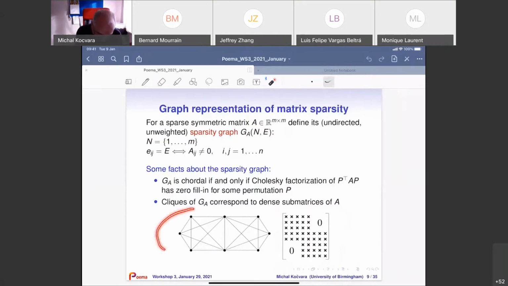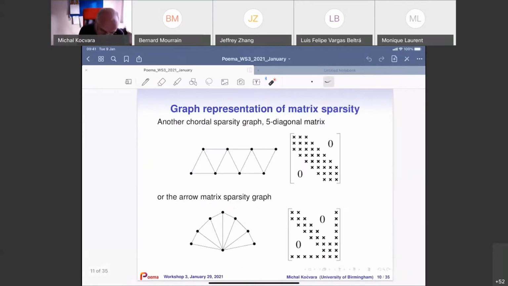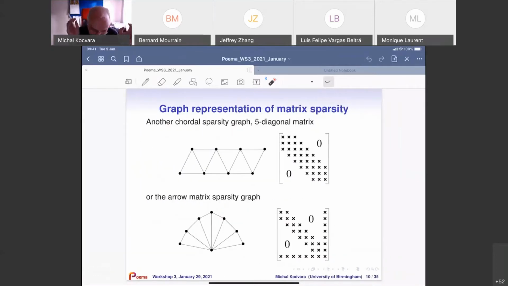And here, this is one of the two maximal cliques in that graph, which corresponds exactly to this dense submatrix. And there is another dense submatrix corresponding to another maximal clique in that graph. Two more examples of typical matrices with chordal sparsity graph, and those are also typical examples of matrices with 0 fill-in of Cholesky factorization.